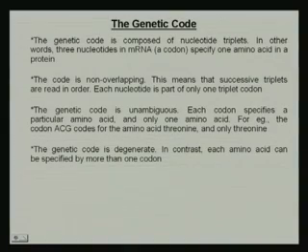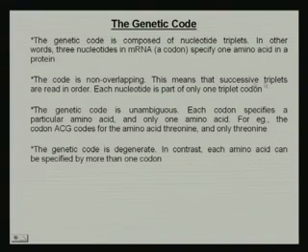The code is non-overlapping, that means there is no overlapping of this particular code. This means that successive triplets are read in order. Each nucleotide is part of only one triplet codon. The genetic code is unambiguous. Each codon specifies a particular amino acid and only one amino acid. For example, the codon ACG codes for the amino acid threonine and only threonine.